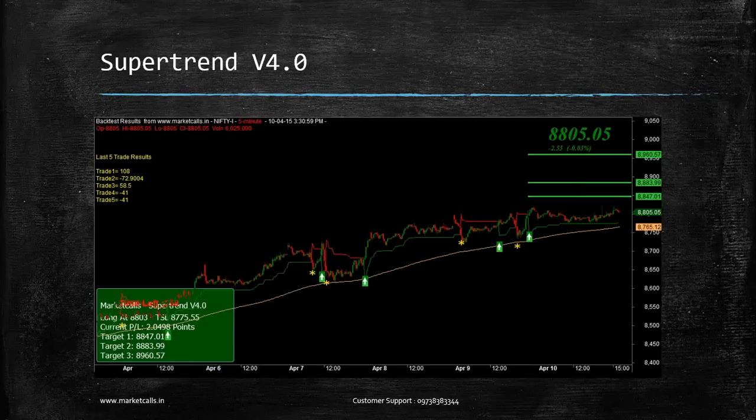Right. So you probably have an idea about what's happening in Supertrend 4.0. We'll go through a live demo once again. I'll run a bar replay so that you'll get more idea about how the system works.